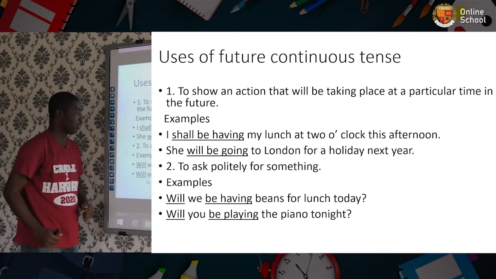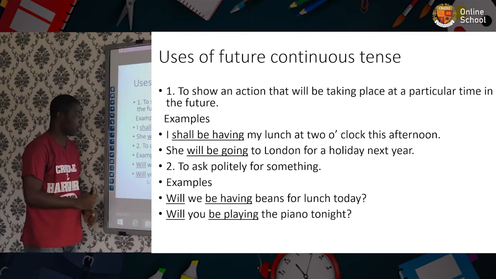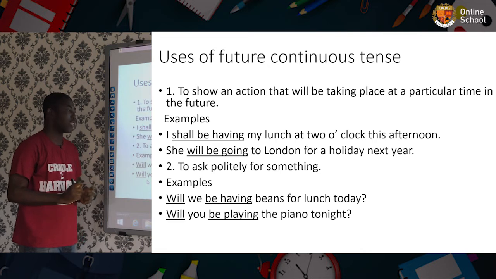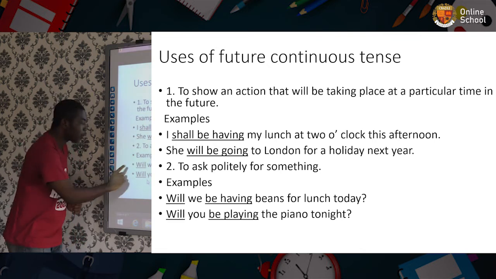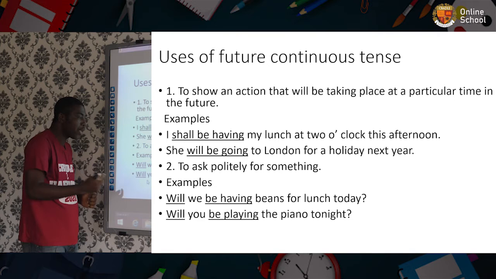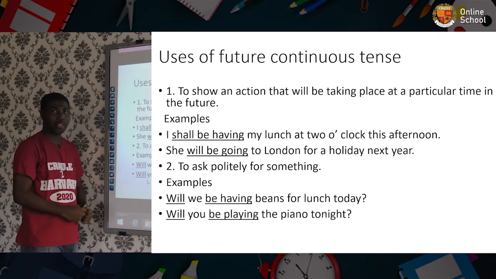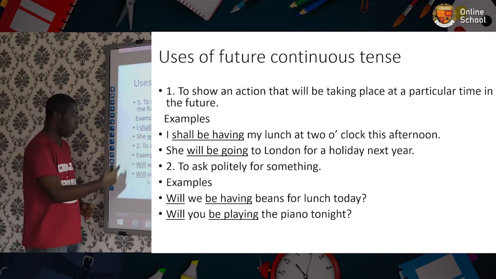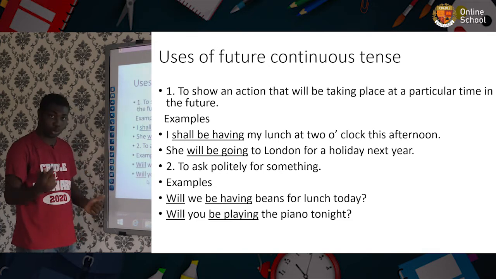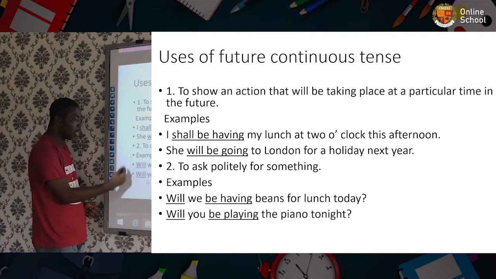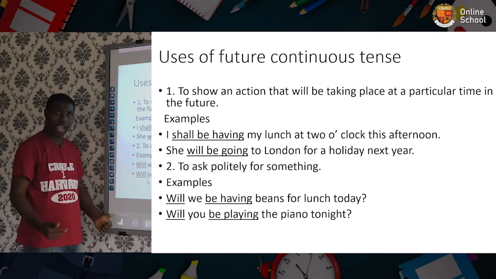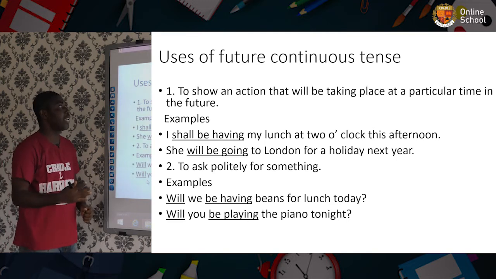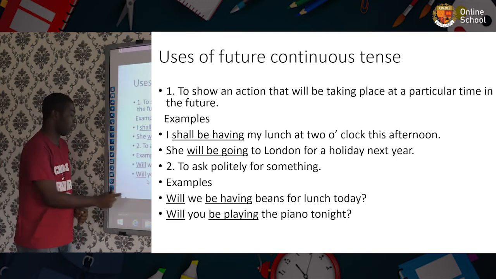Future continuous tense. Another use of future continuous tense is to ask politely for something. When you want to ask politely for something, you simply say, will we be having beans for lunch today? That's a polite way of asking questions using a future continuous tense. Will we be having beans for lunch today? Another example, will you be playing the piano tonight? So these are all ways of speaking using the future continuous tense.